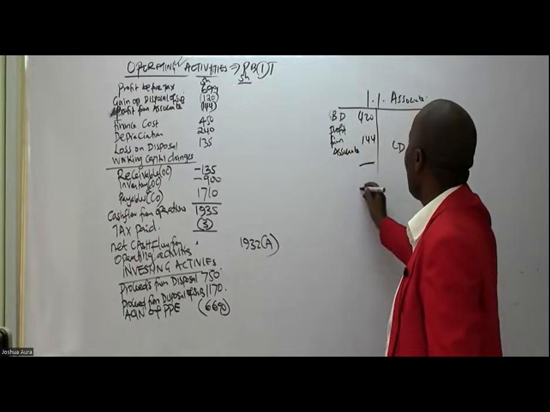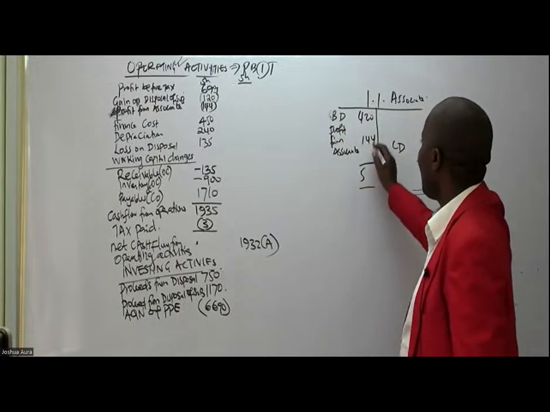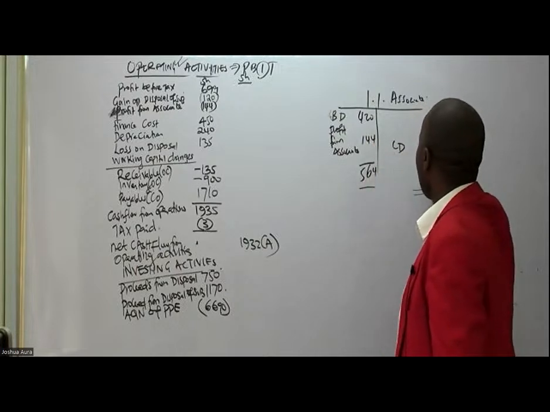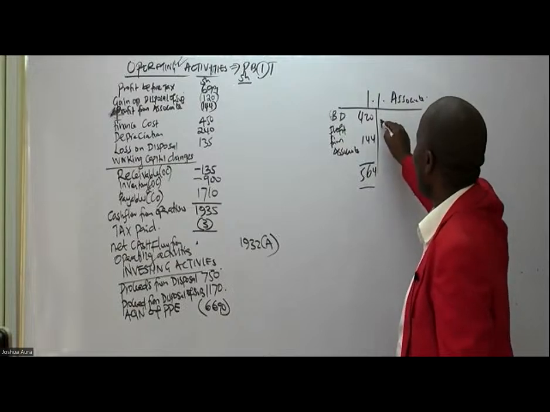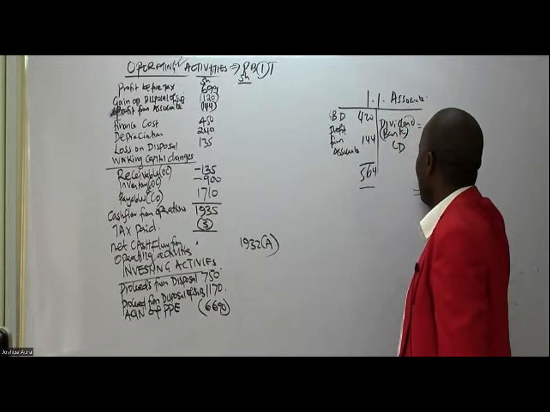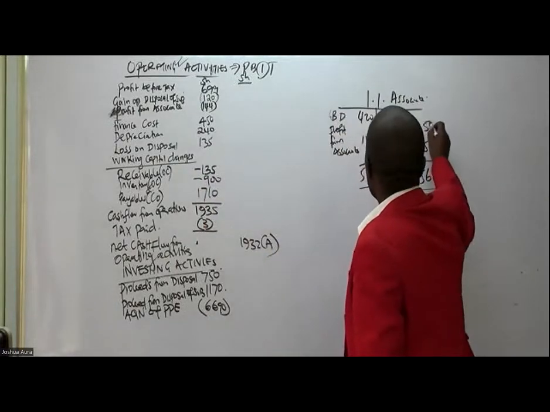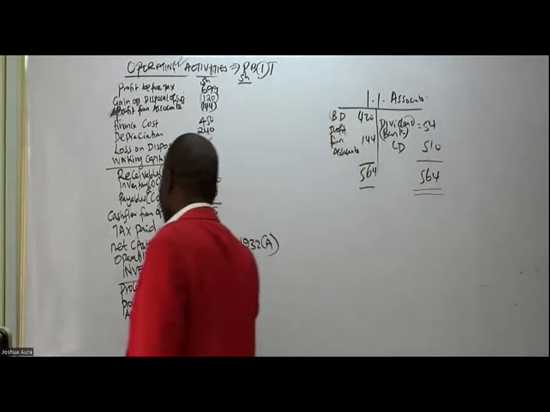So please come and do the balancing figure. This side will be bigger. This will be 564. So the difference will be the dividend we received. Bank of how much? Dividend received 564 minus 510 gives me how much? 54.